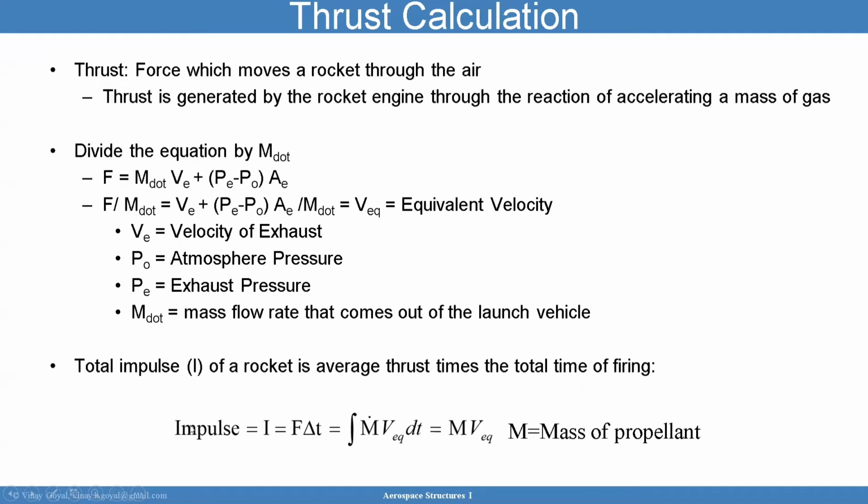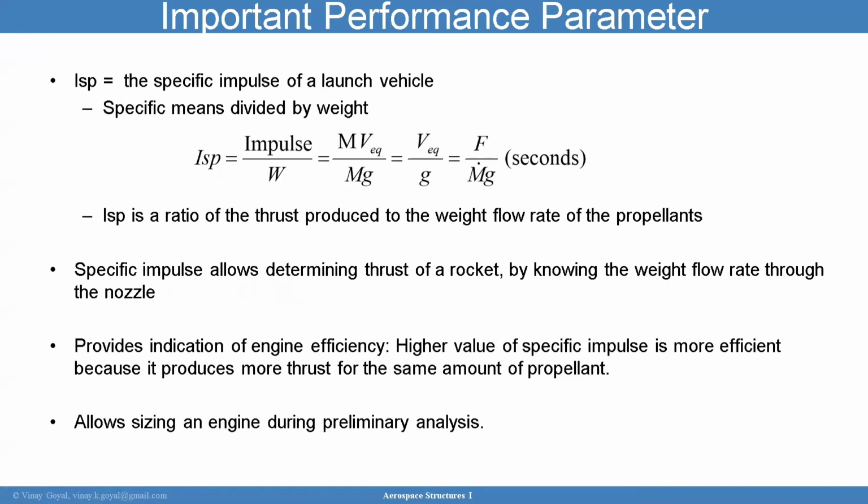But what is the point of having a large impulse if you can't lift the weight of the vehicle? So what the specific impulse does is take the impulse divided by the weight. Your impulse is mass times equivalent velocity, and the weight is m times g. So the lighter the weight of the rocket, and the greater the mass of the propellant times the equivalent velocity, the greater your ISP is, and the greater the ISP, the greater the efficiency of that rocket.